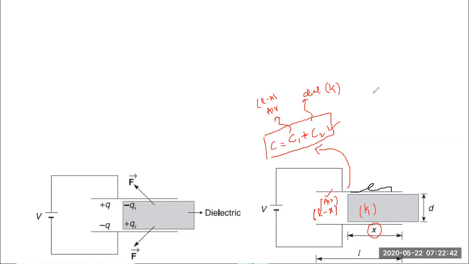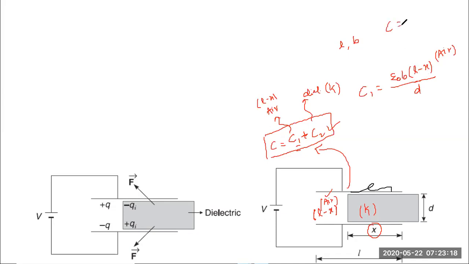Now see, from here itself you can write C1 is equal to, since it is filled with air, epsilon naught times area. If I consider the length of the capacitor as L and b as the width of the capacitor, then I can write it as epsilon naught b into (L minus x) divided by d. d is the separation between the plates of the capacitor. I repeat, students, if I treat C1 as the capacitance with air, then you can write C1 as epsilon naught b into (L minus x) by d.